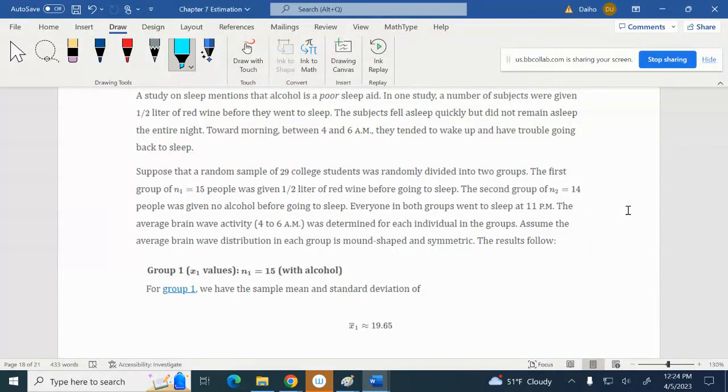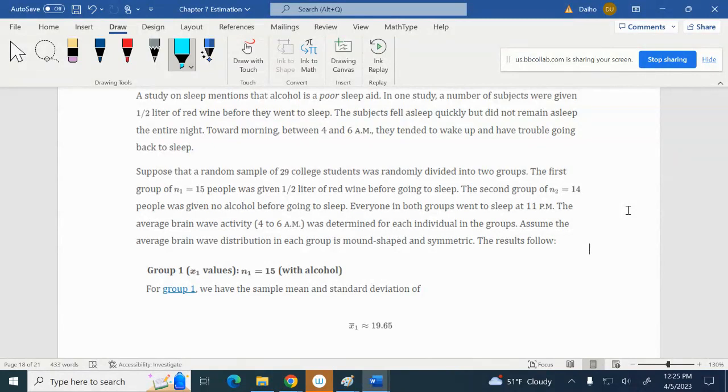Can you do it? You will be the second group. The second group, 14 people, gets no alcohol. Over 21 is the first group, under 21 is the second group. Then they give them a quarter liter of the red wine before they go to sleep, and they measure the weight.